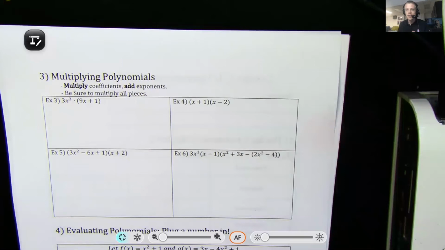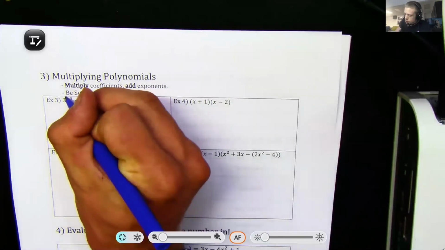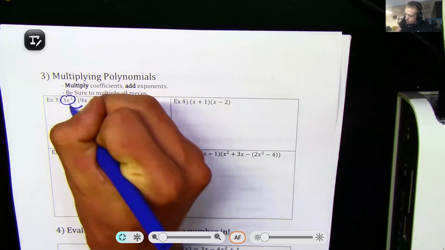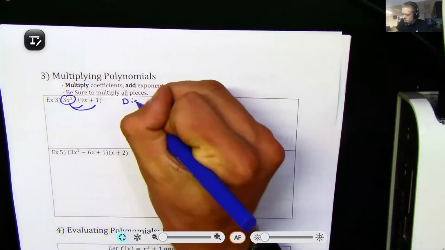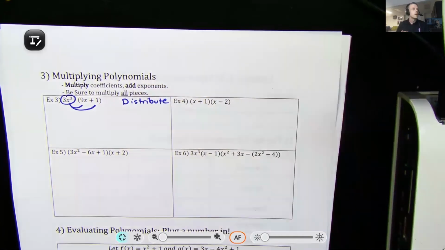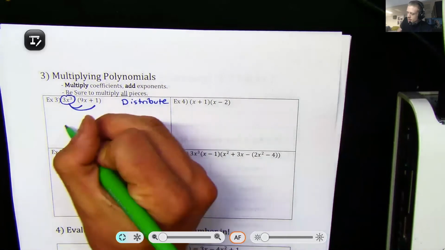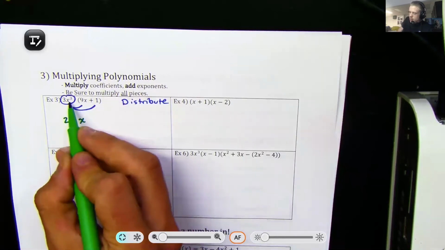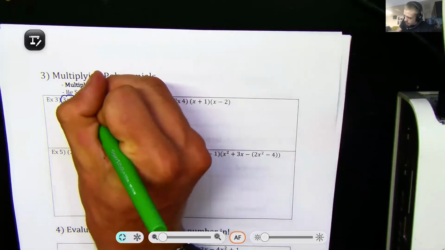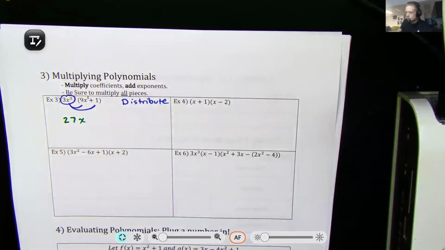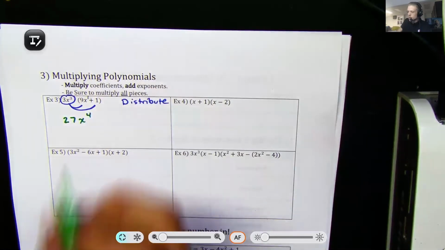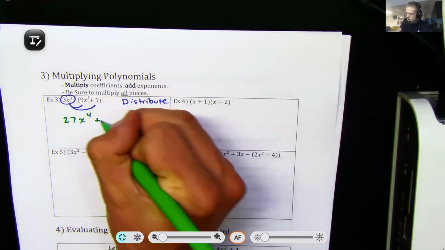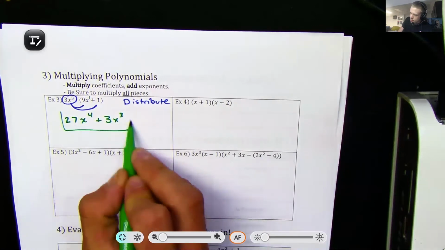Just like that negative we saw in the last example, we have to first distribute the 3x cubed. This is an example of distributing. When we distribute, we're going to multiply everything inside the parentheses by everything outside of the parentheses. So 3x cubed times 9x. Remember, multiply the coefficients, 3 times 9, and then add the exponents. Anytime there's not an exponent showing, it's an exponent of 1. 3 plus 1 is 4. And then 3x cubed times 1 is 3x cubed. That is in standard form, so we are done.